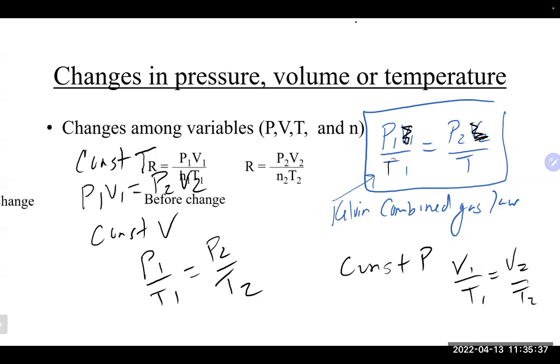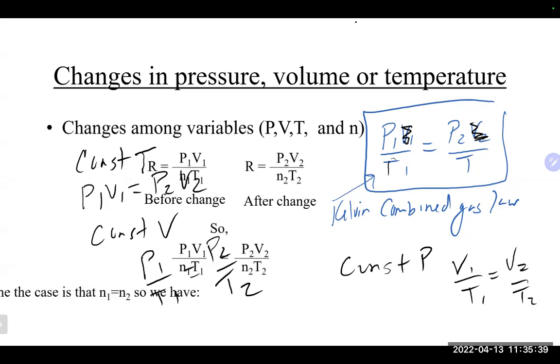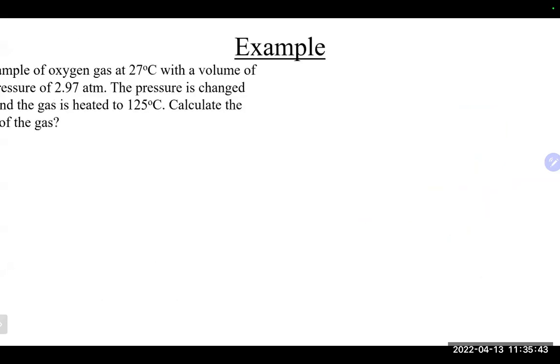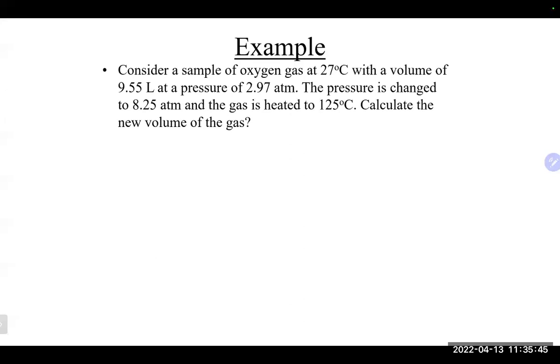All right, so let's try our math skills here. Let's see how we do. A sample of oxygen gas at 27 degrees, a volume of 9.55 liters, and a pressure of 2.97 atmospheres. We change the pressure to 8.25 atmospheres and heat it up to 125 degrees. What is the new volume here?